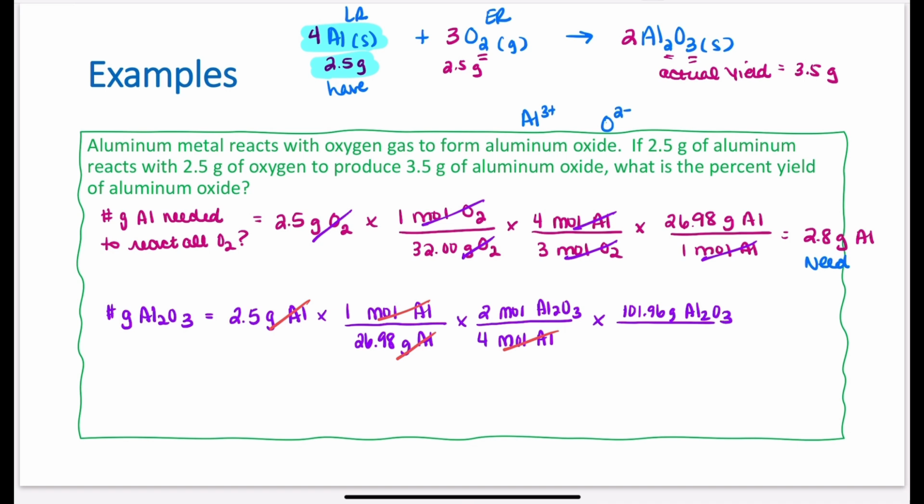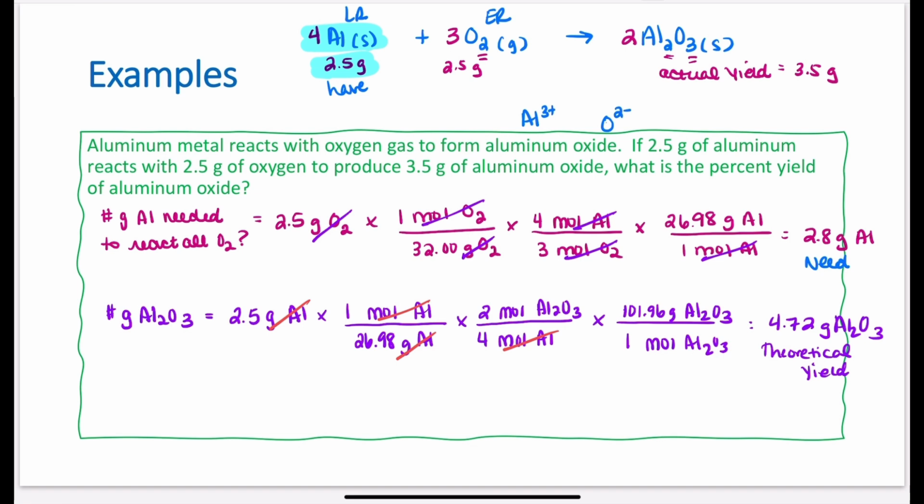If you really want to round it to 4 sig figs, you can. It doesn't much matter as long as you have at least 4. But if you did round this, it would be 102.0 grams of aluminum oxide for every 1 mole. And this will give you 4.72 grams of Al2O3. Again, that is your theoretical yield. That's how much I could make if all of my aluminum reacted and produced aluminum oxide.